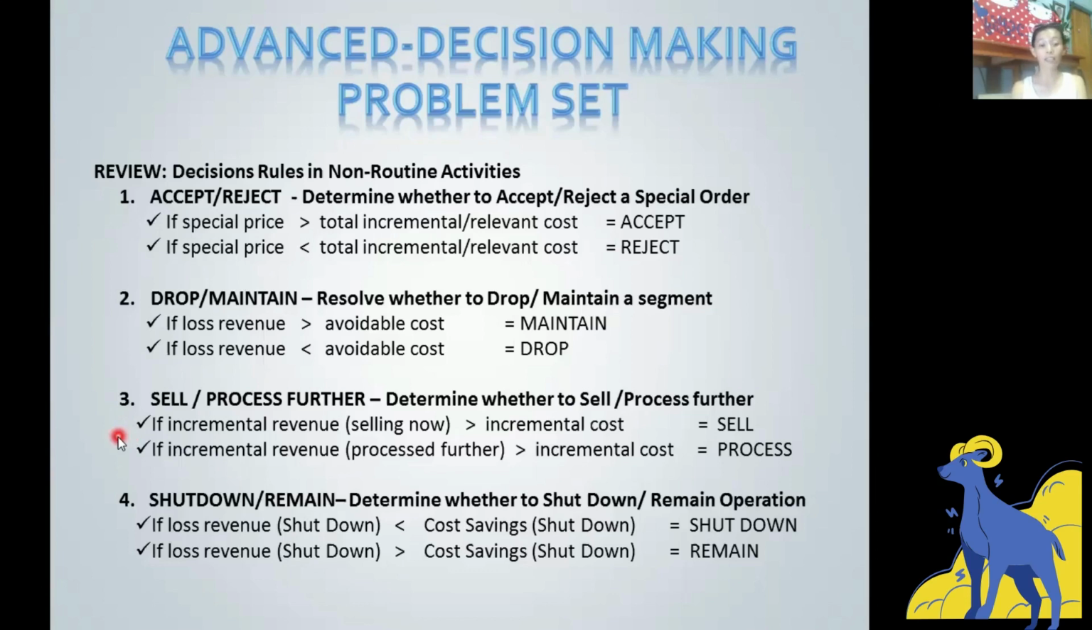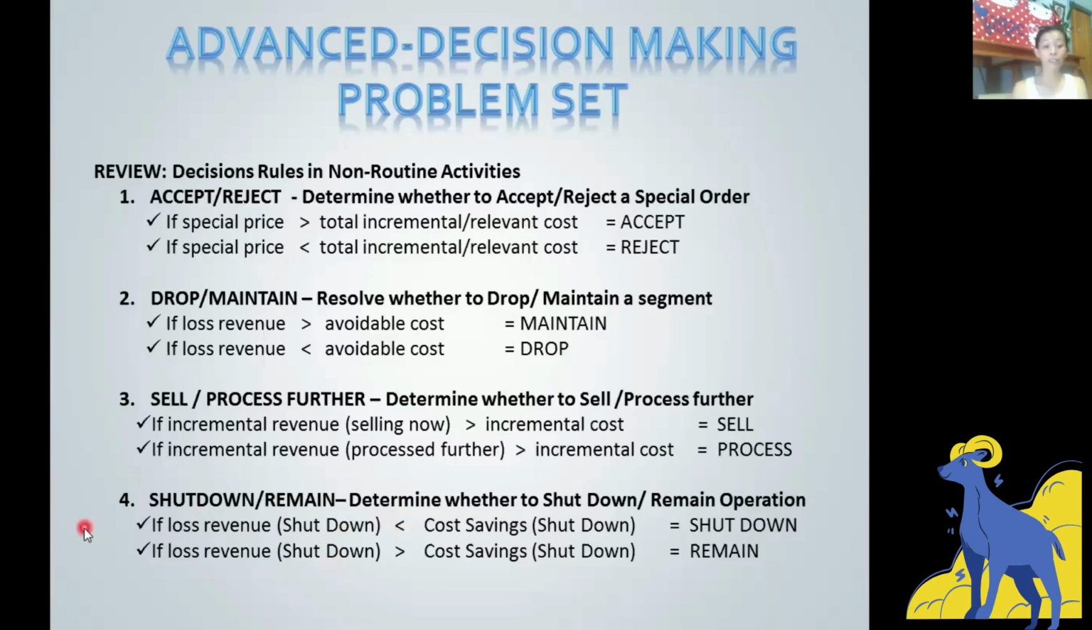So ang third nga non-routine activity is sell or process further, wherein the manager or the business owner determine whether to sell or process further a certain product or service. Ang checklist ani is if incremental revenue of selling it now is mas dako kaysa incremental cost, then the decision should be sell. Or else, if incremental revenue to process further is greater than or higher than the incremental cost of processing it further, resulting in a net advantage therefore, so we go with the process further decision.